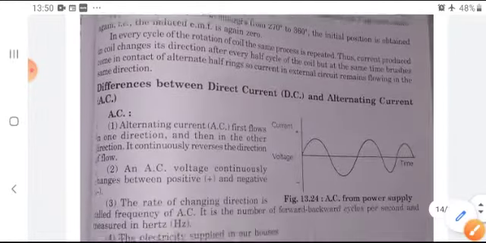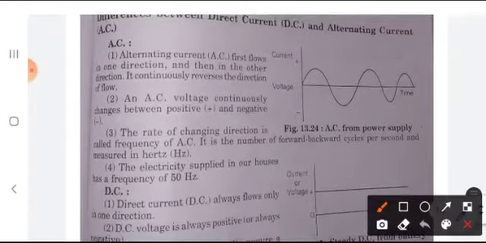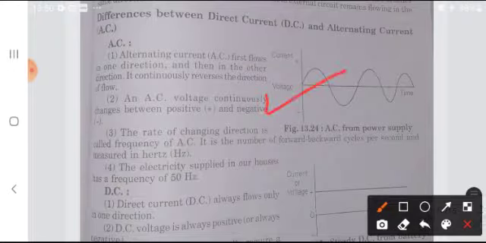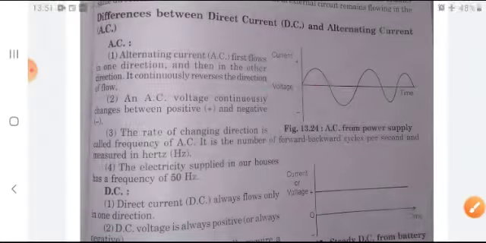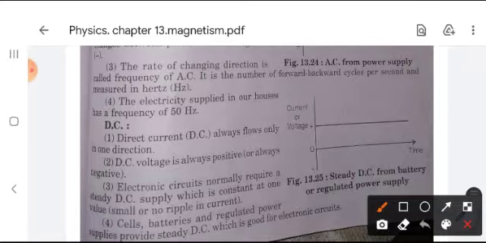However, the alternating current graph is this. So the alternating graph is shown here above the x-axis and below the x-axis. So it has both positive and negative values. But DC current has only one-sided value above the x-axis. Therefore, it is less harmful than alternating current.